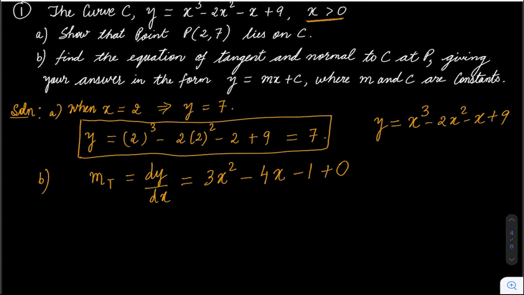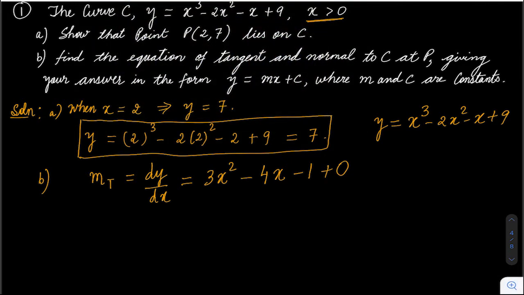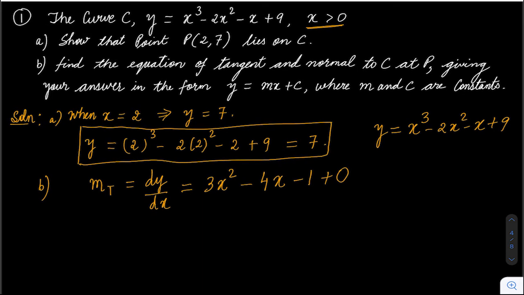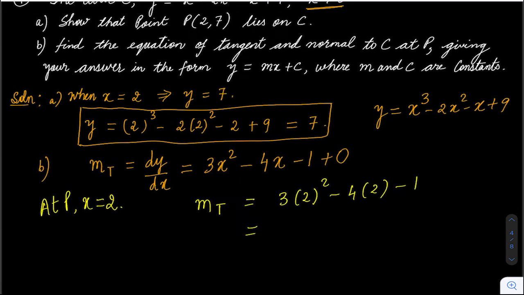Understand that this dy by dx is in terms of x, as you can see. So it will give me the general gradient of this curve. Now I want it at the specific point P, where x is 2. So I will substitute 2 here. I will get the gradient of tangent as 3 into 2 square minus 4 times 2 minus 1, which is nothing but 12 minus 8, that is 4, minus 1, that is 3. So this is my gradient of tangent.